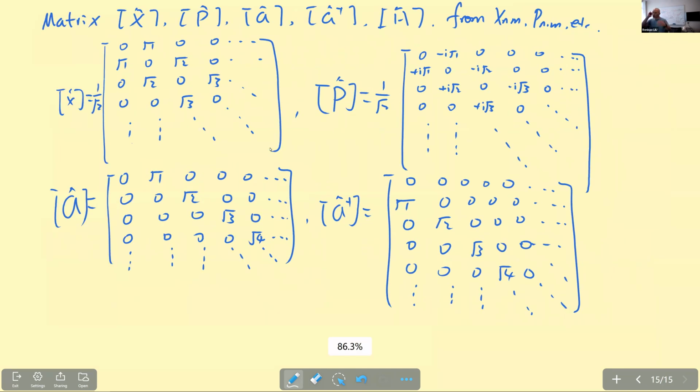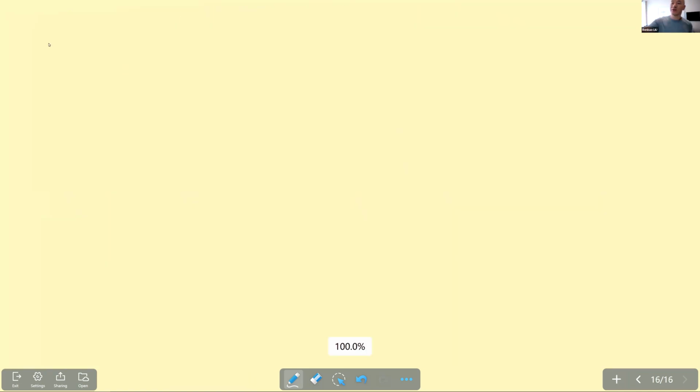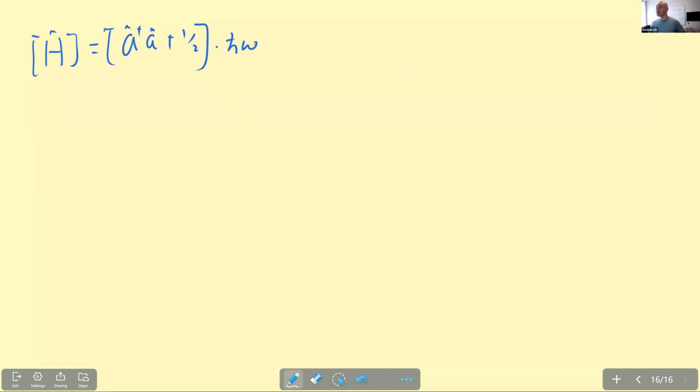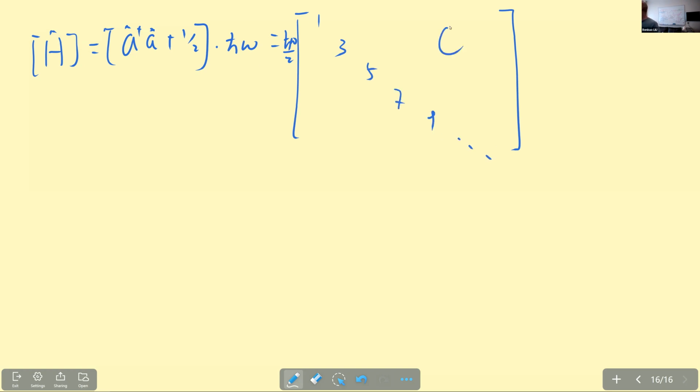And then you can also obtain the Hamiltonian. The Hamiltonian is even more interesting. This one can be written as, remember, a dagger times a plus half. You can calculate the matrix element of this one, of course times h bar omega, right? So the result is h bar omega over 2 times 1, 3, 5, 7, 9. All the others will be 0. So it's diagonal.